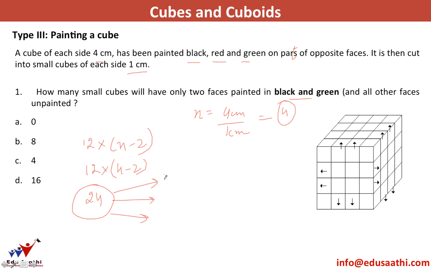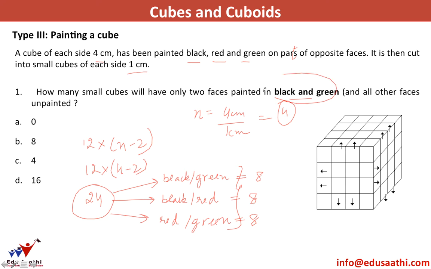These 24 cubes will either have black and green, or black and red, or red and green. And since the cube is a symmetric figure, all three will occur in equal proportions. So basically, I'll have 8 cubes with black and green, 8 cubes with black and red, and 8 cubes with red and green. So what is the question here? Painted in only black and green, I will have 24 by 3, which is 8. So this is my right option here.